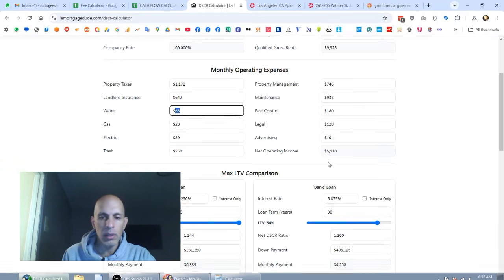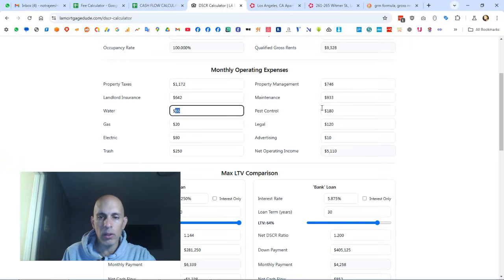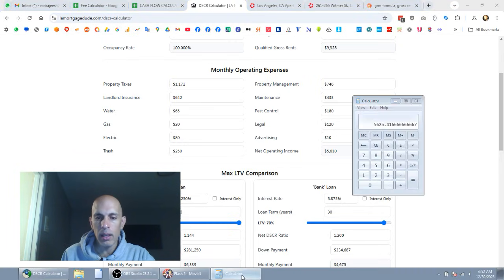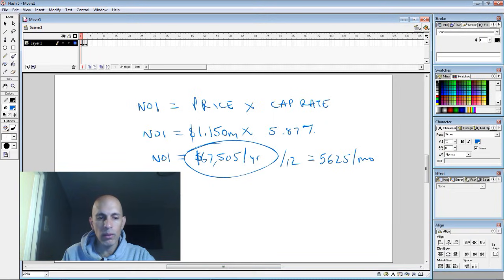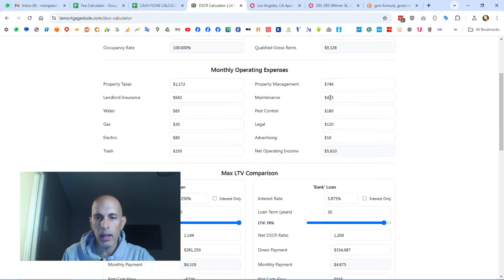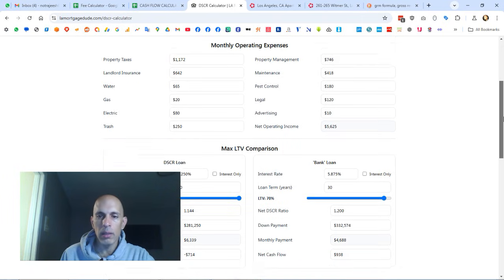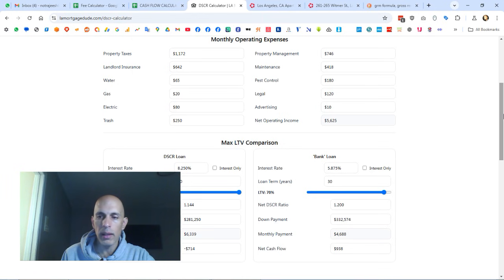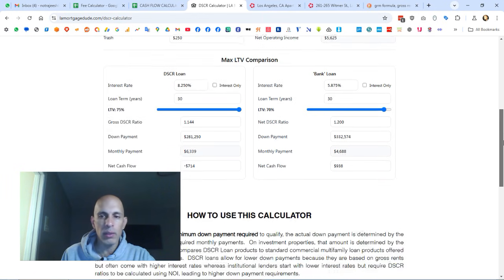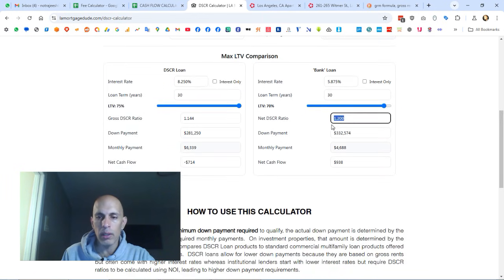Operating income. So this is about $500 short here. So let's see here. What if we go 433, 5610, 56.25. So gotta take off just a little bit more here, $15 from there, so maybe 418 a month on maintenance. Everything else adds up there. Let's see what the best way to get this property is.